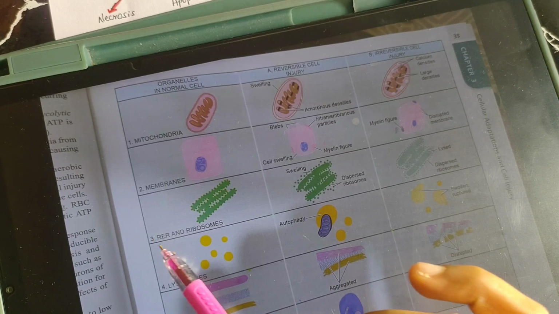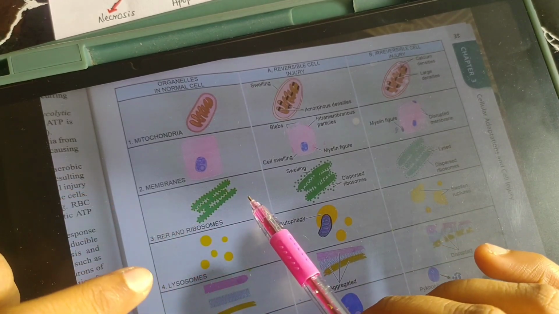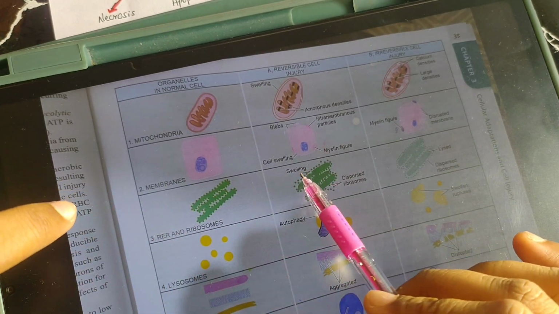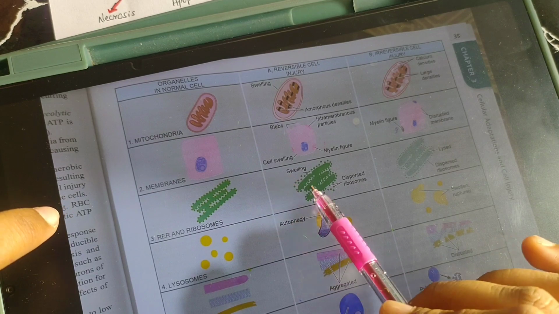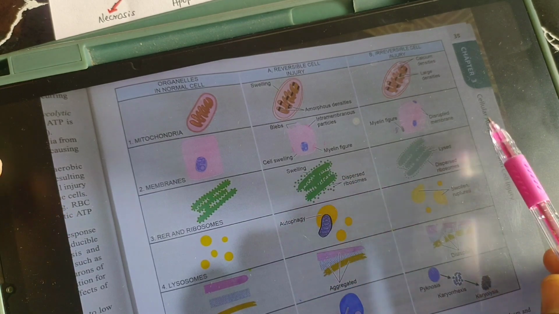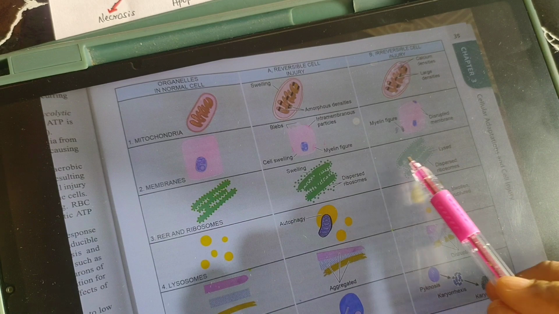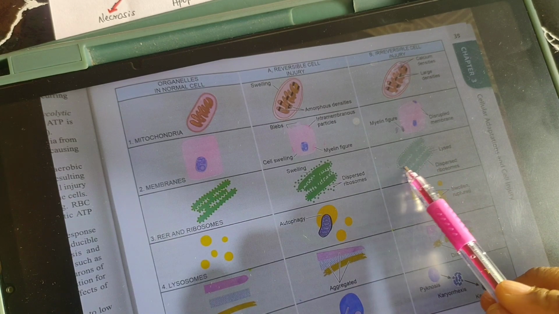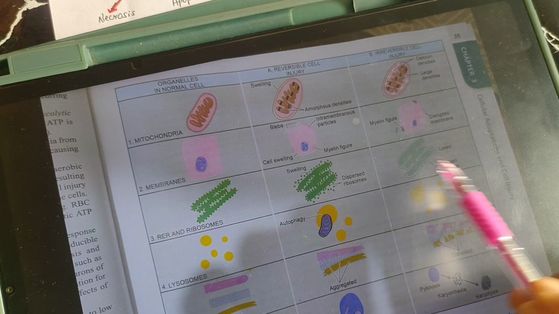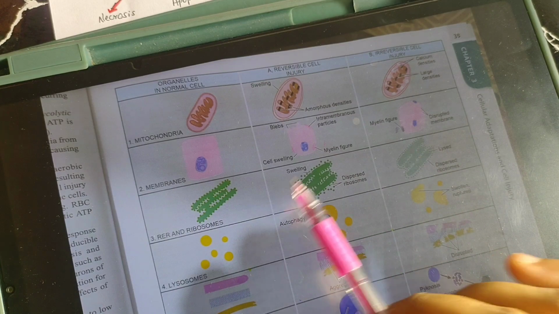About the rough endoplasmic reticulum, it becomes smooth endoplasmic reticulum by dispersion of the ribosomes. Ribosomes detach from the endoplasmic reticulum and it becomes smooth endoplasmic reticulum. In irreversible injury it is lysed. The endoplasmic reticulum breaks down, and dispersion of ribosomes occurs in both reversible cell injury and irreversible cell injury.